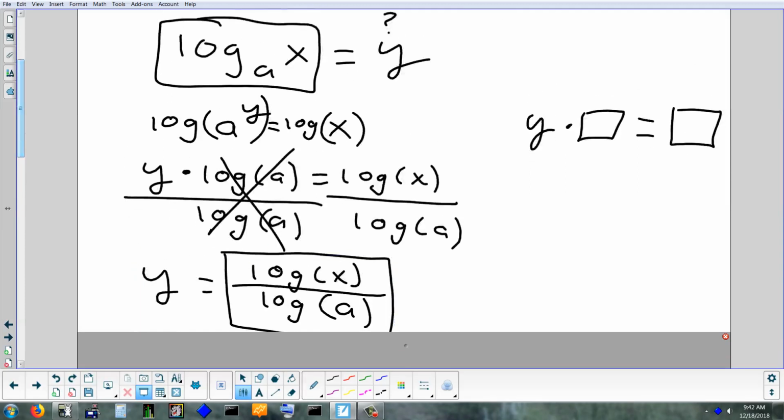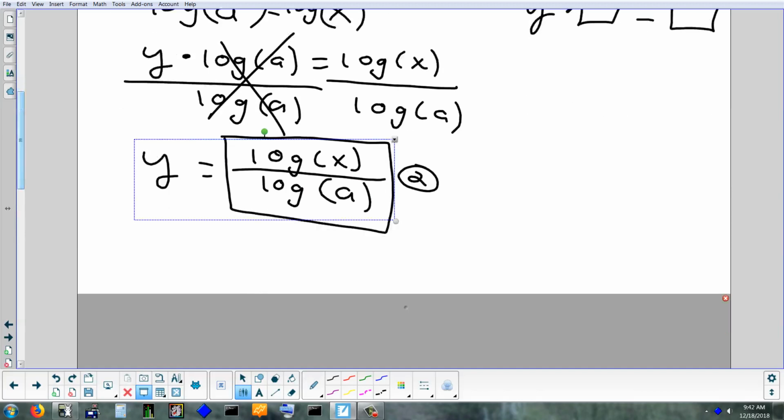Now, look at what's in box 1, and then look at box 2. How could you, without going through the work in between anymore, just change what's in box 1 to box 2? What's the shortcut? Yep. And what's x? It's the argument. So it's the log of the argument divided by the log of the base. That's how you change it.